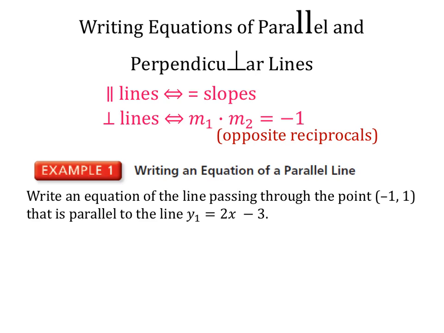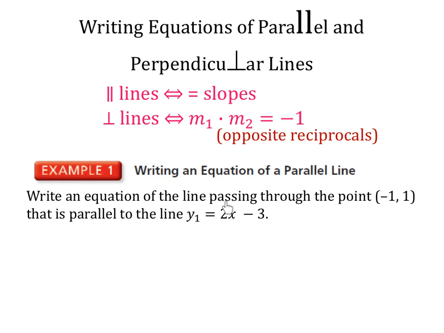Alright, so let's take this refreshed knowledge from Algebra 1 and write some equations of parallel and perpendicular lines. So just to refresh, parallel lines implies equal slope values. And then perpendicular lines implies opposite reciprocal values. In other words, if I multiply the two slopes, it should always equal -1.